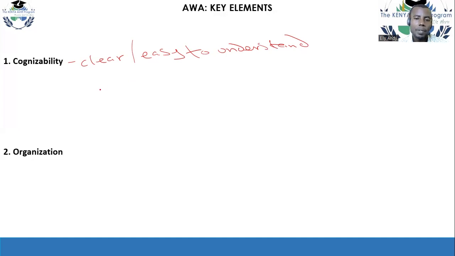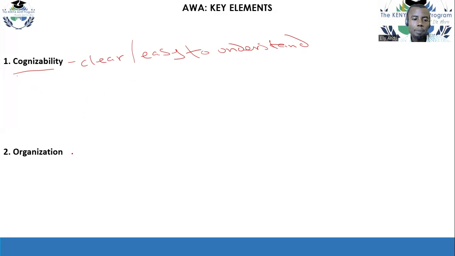Okay. So ask yourself, while writing this essay, will the reader or the examiner understand what you are writing without straining too much? Or are you leaving your readers or the examiner scratching their heads trying to figure out what you mean? So that deals with cognizability. Write an essay that is clear and easy to understand.